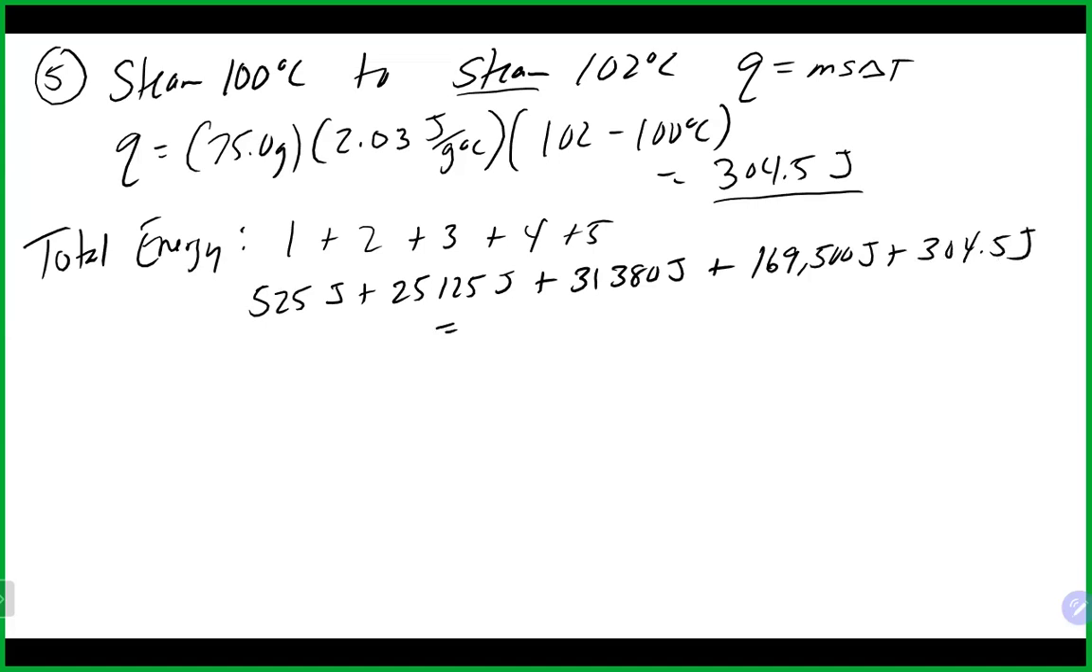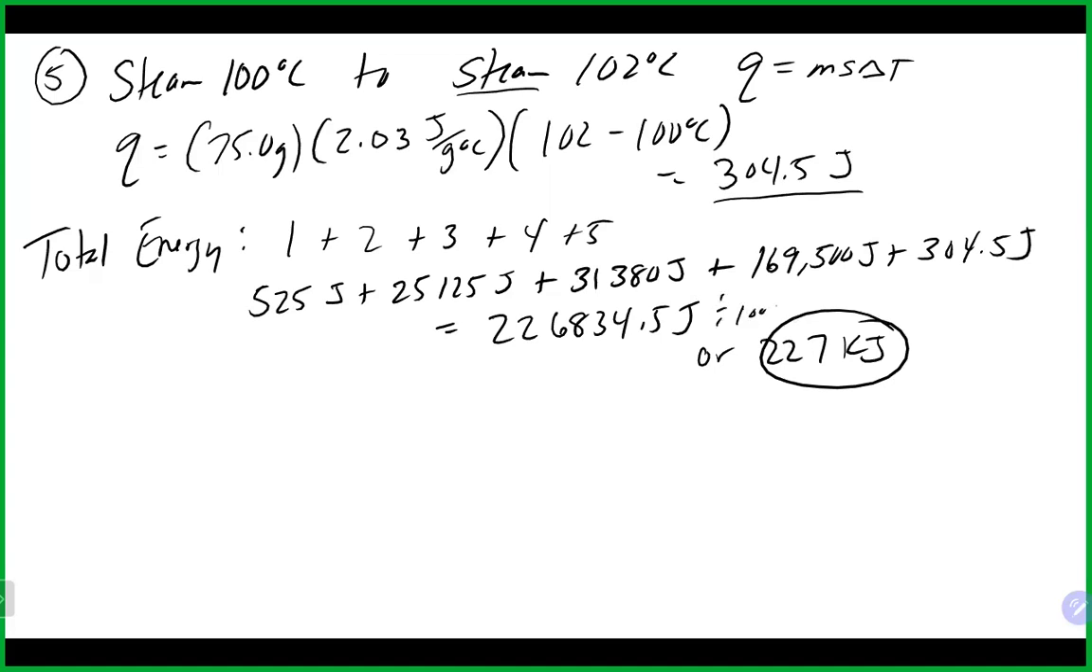So if we add all that together, this is going to give us the total amount of energy to take our ice from ice at minus 3.5 degrees Celsius to steam at 102 degrees Celsius. And that's going to give us roughly 170,834.5 joules. And if we want it in kilojoules, to clean it up a little bit, that's about 171 kilojoules. You could divide that by 1,000, since 1,000 joules is a kilojoule, to get there.